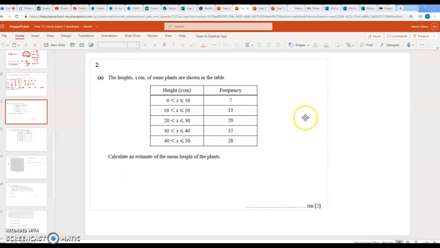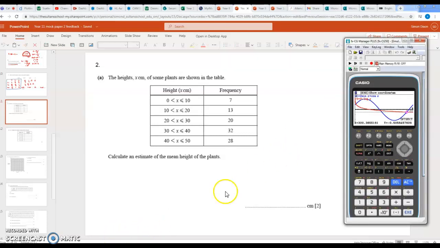Okay, hi Year 11. This video is to go with the other Paper 4 videos I've made, and here I'm going to be showing you exactly what I've put into the calculator to get some of the answers that we've got. Okay, so let's just go out of this.